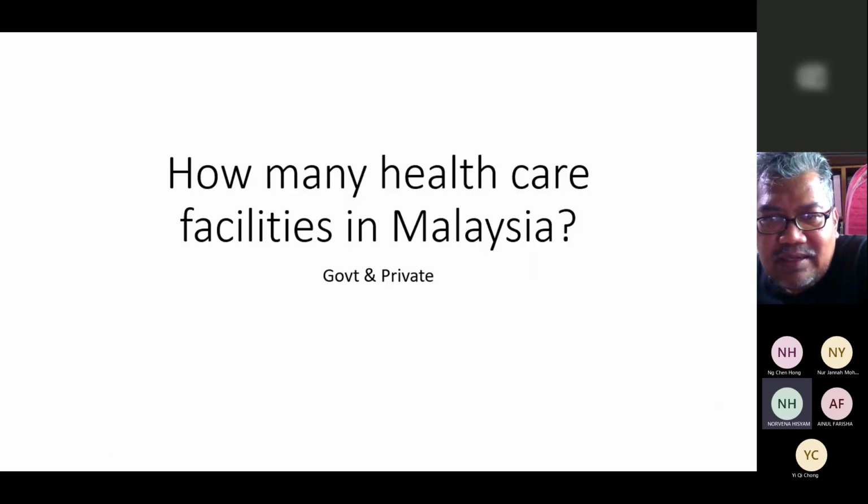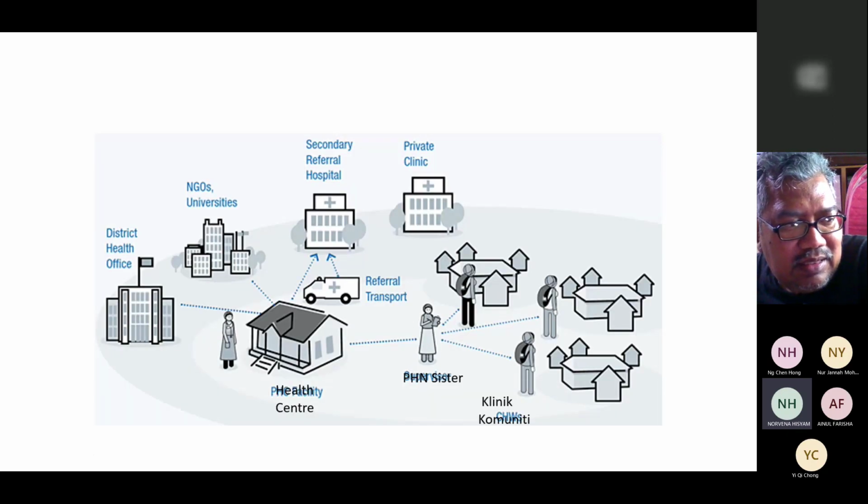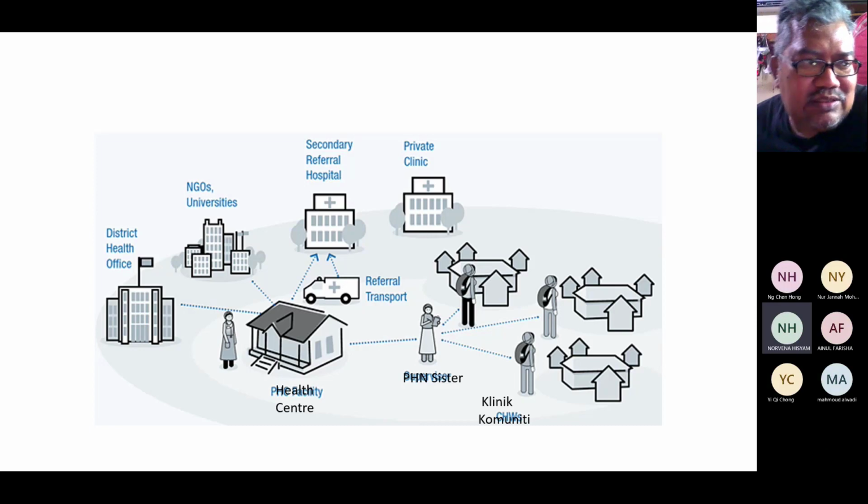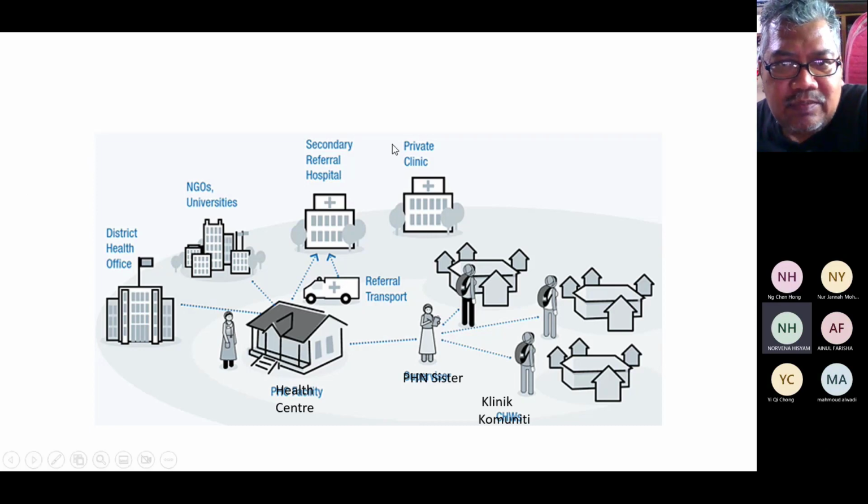Okay, let's talk about the healthcare facilities. How many healthcare facilities do we have in Malaysia? We have both government and private. I think we already covered that a bit. In the Malaysian healthcare system, especially on the government side, we practice what is called a two-tier system.